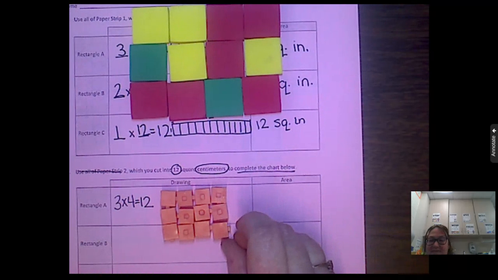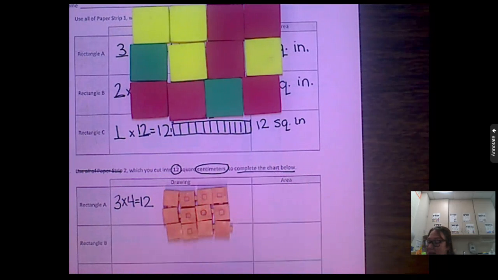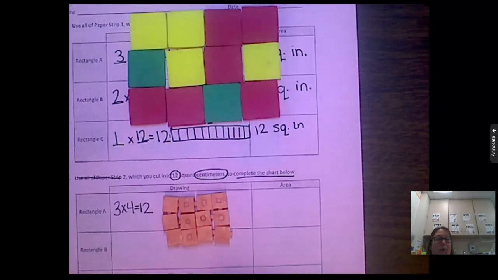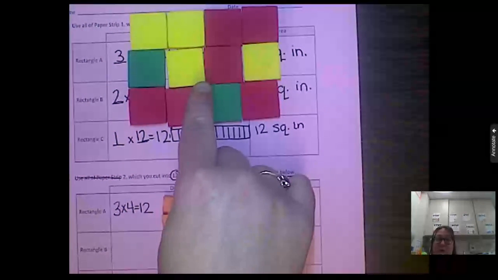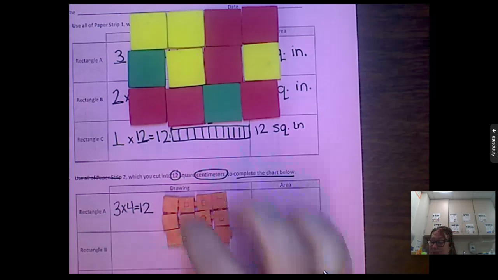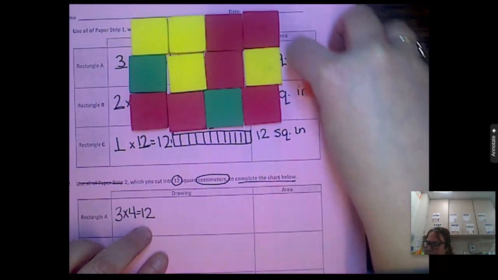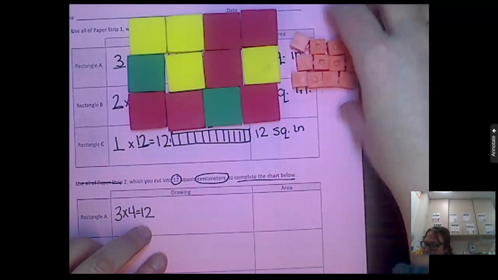Can we do that? All right. So there we have 3 rows of 4 there. Whoa, look at that difference, right? Here's 3 rows of 4 with square inch tiles, and here's 3 rows of 4 with square centimeter tiles. So they both equal 12, but are they the same? There's a definite difference in size. If I move that right up there, kind of still together.